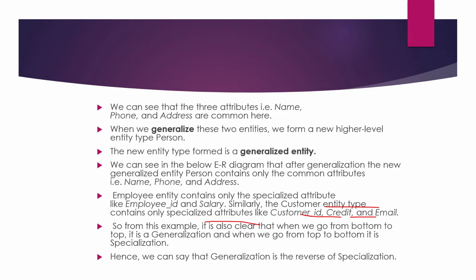Okay, so from this example, it is clear that when we go from bottom to top, it is generalization, and when we go from top to bottom, it is specialization. जब हम बॉटम से टॉप की तरफ जाएंगे तब जनरलाइजेशन कहा जाएगा और जब हम टॉप से बॉटम आएंगे तो स्पेशलाइजेशन कहलाया जाएगा. Hence we can also say that generalization is the reverse process of specialization.